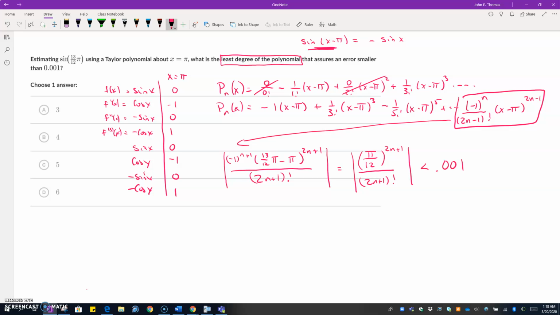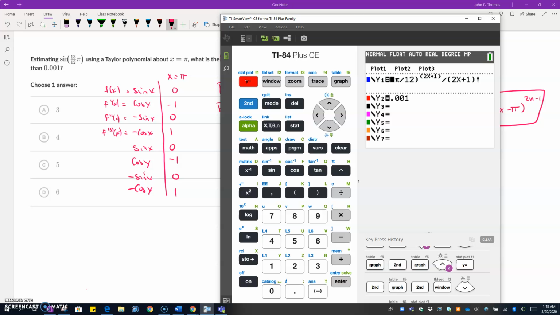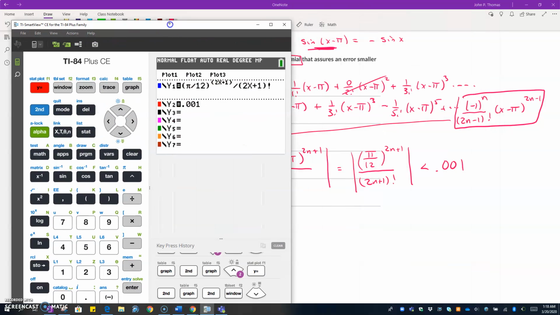So at this point, I'm going to lean on technology again. I'm going to start in y equals, and I'm going to type the left-hand side and the right-hand side. Let's see if it lets me move this out of the way. Here we go. So the left-hand side I put in y1, the right-hand side I put in y2.